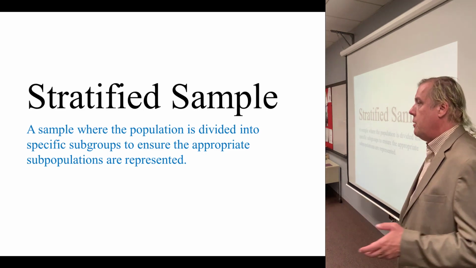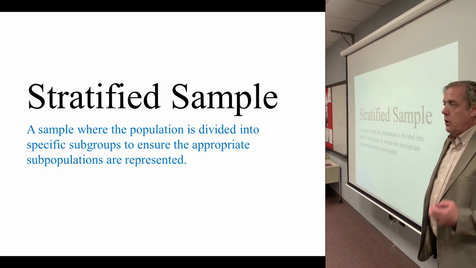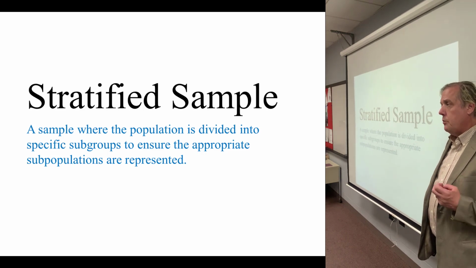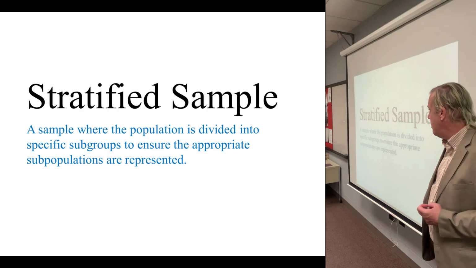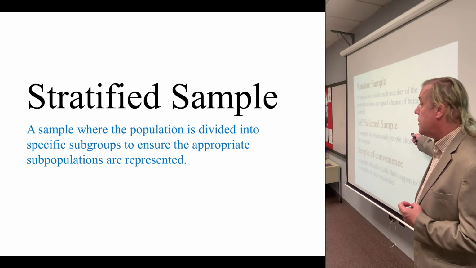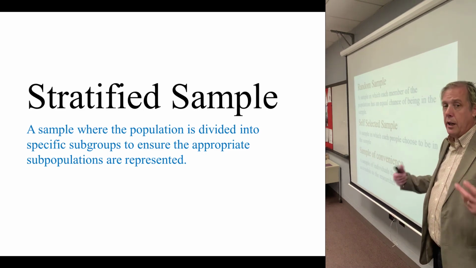It's not a fully random sample, but it is as close as you can get in many circumstances. And a stratified sample, most of the time, is going to be a better sample than a self-selected sample or a sample of convenience, which have known biases. Right?